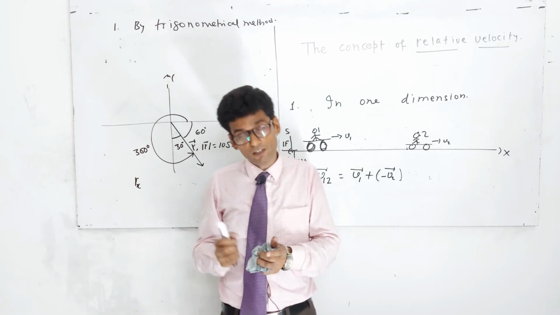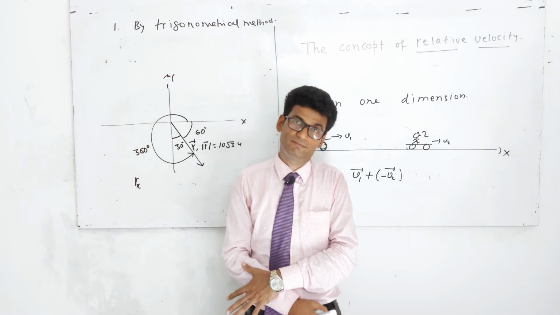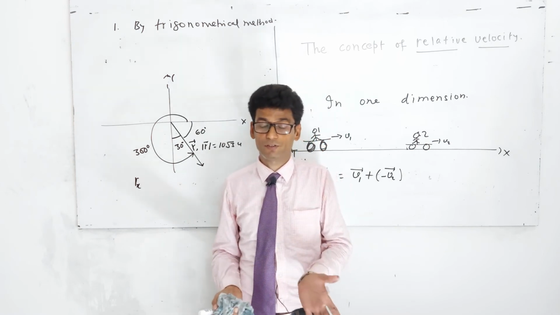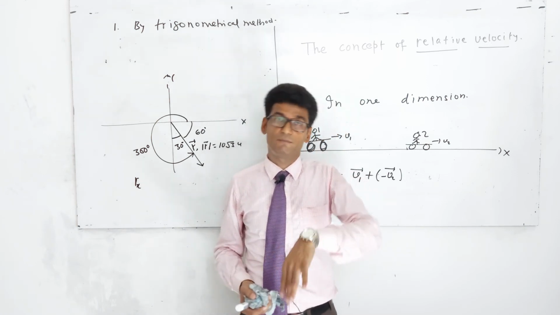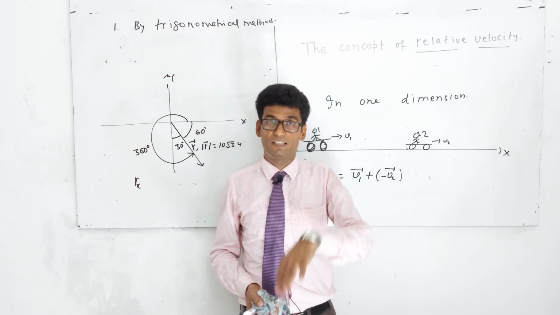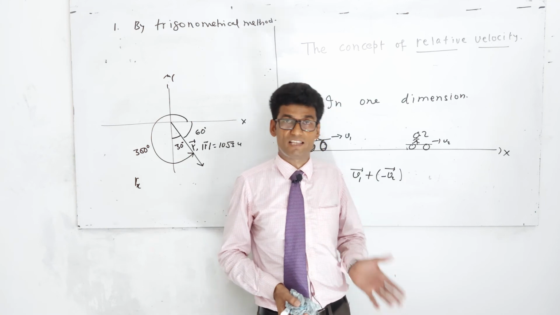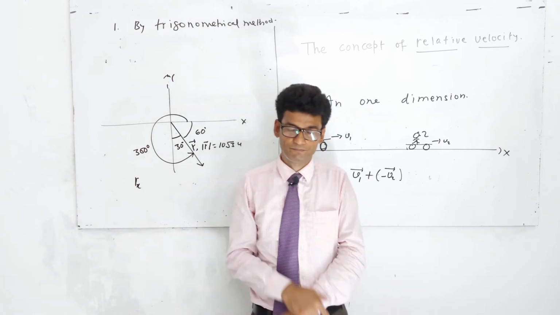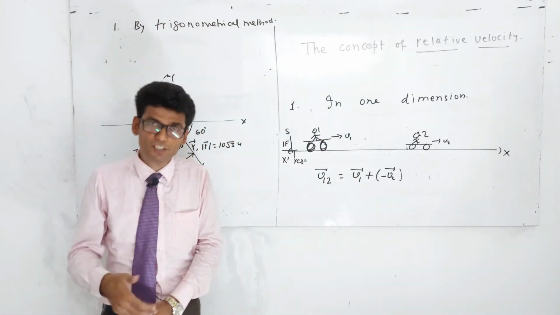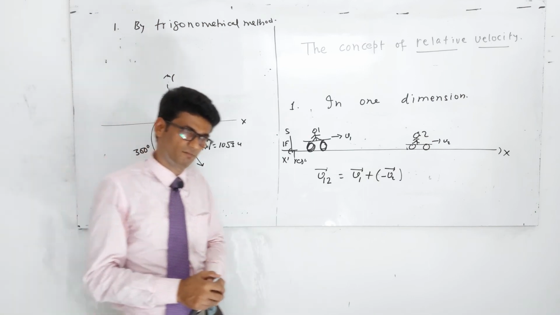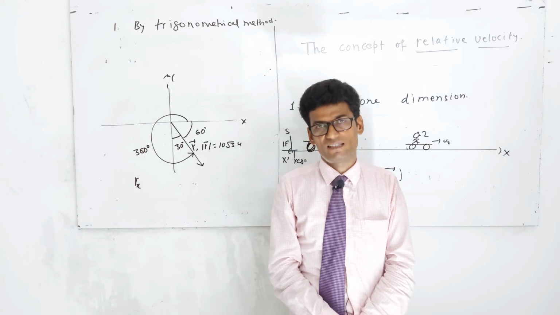Why are we calling it like that? Because of the fact of transformation. Transformations are of various types: transformation by rotation, transformation by reflection of the coordinates, and parity transformation as well. So here we take transformation by rotation, that is, rotation of the axis.